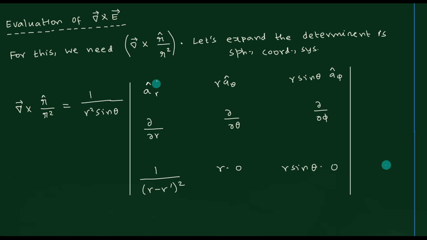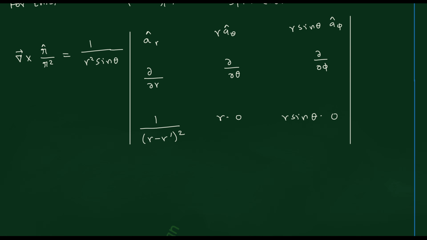And these are just the components. You have 1 by r script r square, that is 1 by script r square. Then you don't have any other component; this is only the r cap component. What about the theta component and the phi component? Nothing is there for our function, which is why it is 0. Because of the zeros, the evaluation is of course quite simple. So many zeros are there, right? The theta component is also 0, and similarly the phi component is 0, which is visible to you.